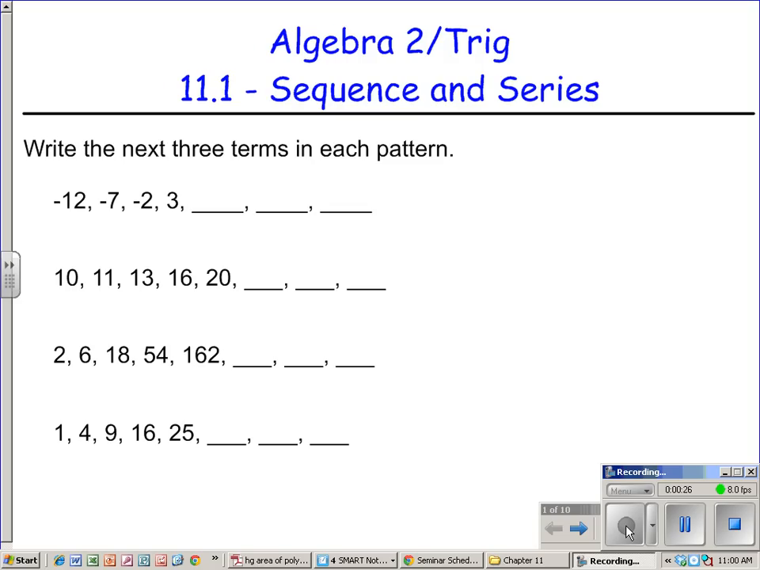So what I want you to do is hit pause and try to answer these 4 questions here. What are the next 3 terms in each pattern? Go for it.